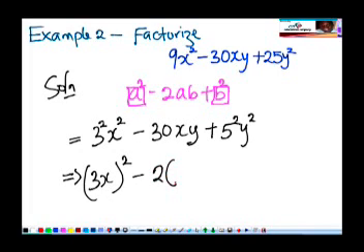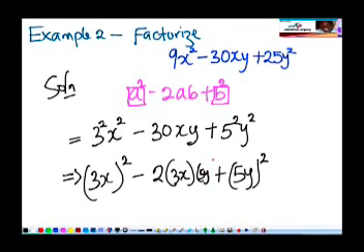2 times the base here, which is 3x, and the base here is supposed to be (5y)². Remember, both of them have a common base. Now if I break this other one down, the base here will be 5y, so bracket 5y. I will check this out to see if it will give me my answer. Let me write this out very well.